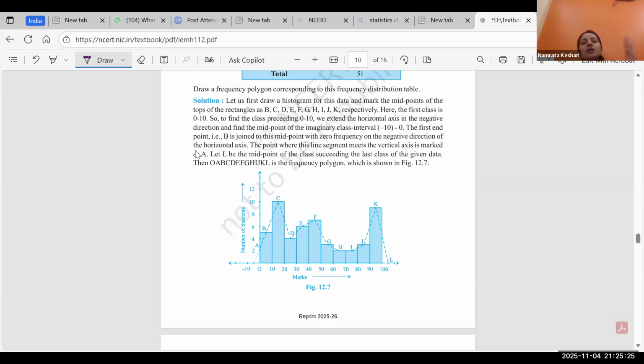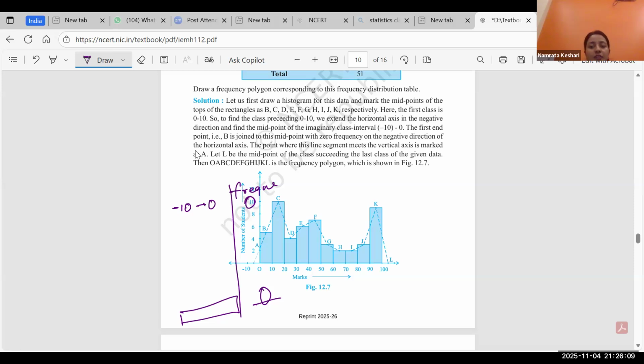virtual class interval previous to the first class interval, from -10 to 0. Here the frequency is nothing, because we have created this class interval. If any question asks what is the frequency for this class interval, we will say the frequency is 0. Making sense? Towards the last as well, we create a virtual class interval with nothing in the frequency, that means 0. And we locate the midpoint, that means the class mark, and complete our polygon.